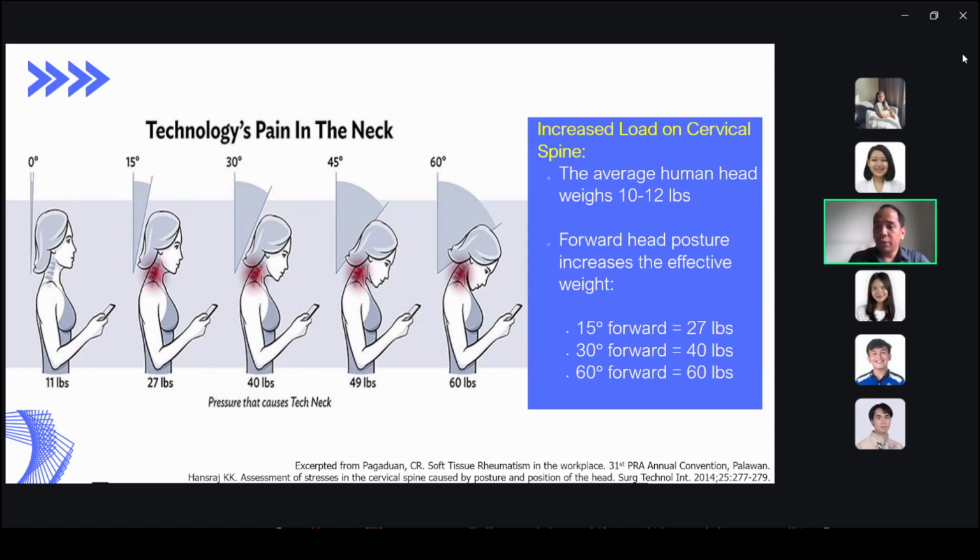Forward head posture increases the effective weight. So, for example, dapat naka-neutral position na 0 degrees lang, so mga nasa 11 pounds yan siya or mga 5 kilos. For a little bit, 15 degrees, nasa 27 pounds na siya. So nag-double. All the more ka mag 30 degrees na 40 pounds na or mga 20 kilos, and 60 degrees na sumunod na dako. So that's already 30 kilos na, 60 pounds because of the force from the gravity of the earth.